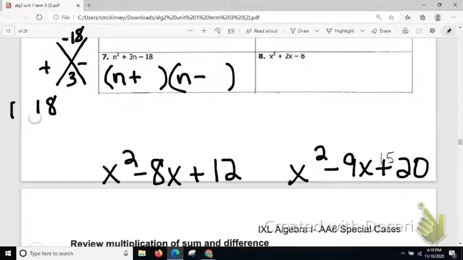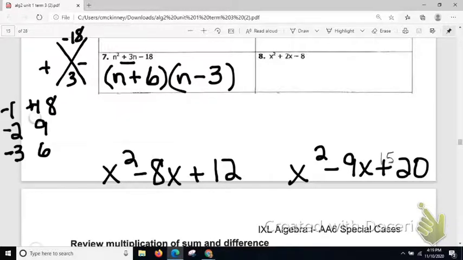1 and 18, with one of them being negative and one of them being positive. 2 and 9. 3 and 6. And then for the sign, since the sign of the middle number is a positive, the bigger number needs to go with the plus sign. So when they're different, we know which one goes with the plus or the minus because the bigger number has to match the middle.